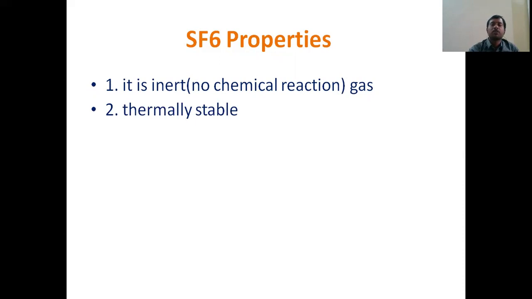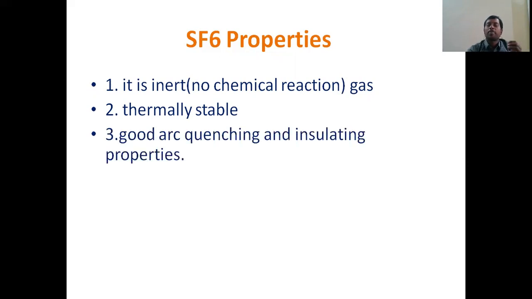Next one is it is thermally stable. Thermally stable is nothing but whenever temperature increases or decreases, the properties of the SF6 gas never change. And the next property is it has good arc pinching and insulating properties. Arc pinching property is nothing but the arc takes place due to the ionized particles. So the ionized particles' energy will be absorbed by these SF6 gas particles. That's why it has good arc pinching properties. And also insulating property. Insulating property is nothing but it won't allow current through the SF6 gas.